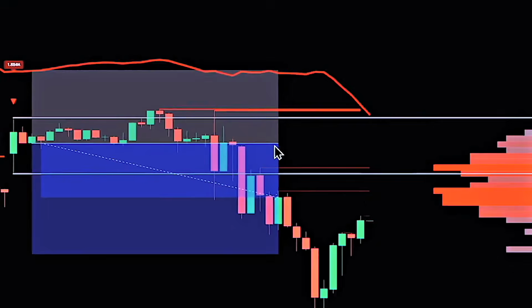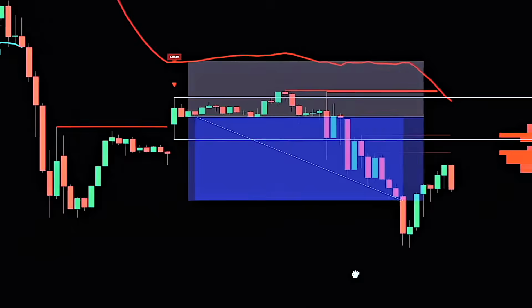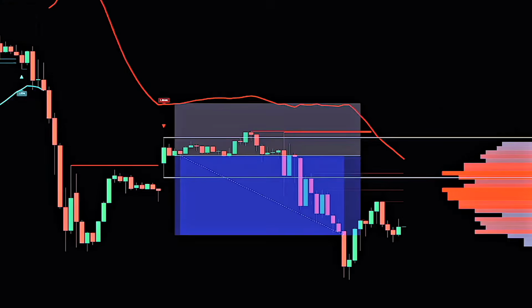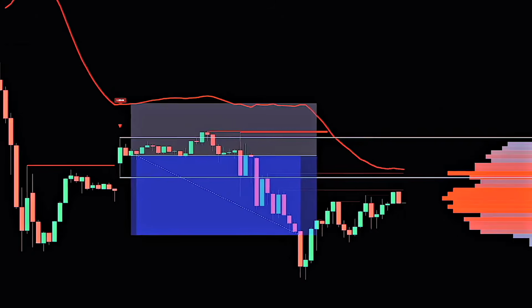That's the rundown. This liquidity sweep filter is a straightforward yet powerful tool. Test it in your trading system, tweak it to make it your own, and see how it boosts your results.